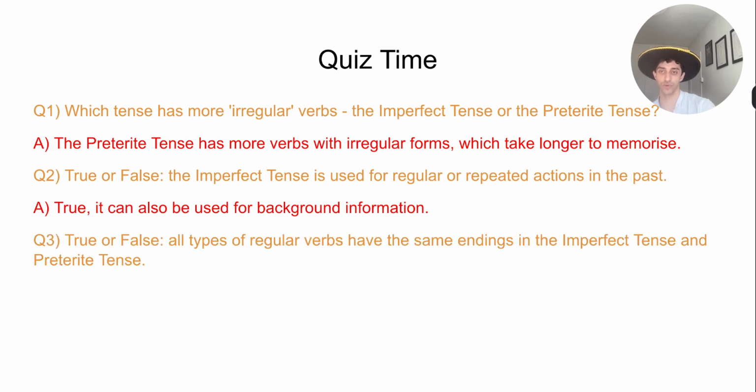And number three, true or false again: all types of regular verbs have the same endings in the imperfect tense and the preterite tense. So AR, ER, and IR verbs, those are the different kinds of regular verbs. Do they all have exactly the same sets of endings as each other in the imperfect tense and preterite tense? Give you a few more seconds to think through this.